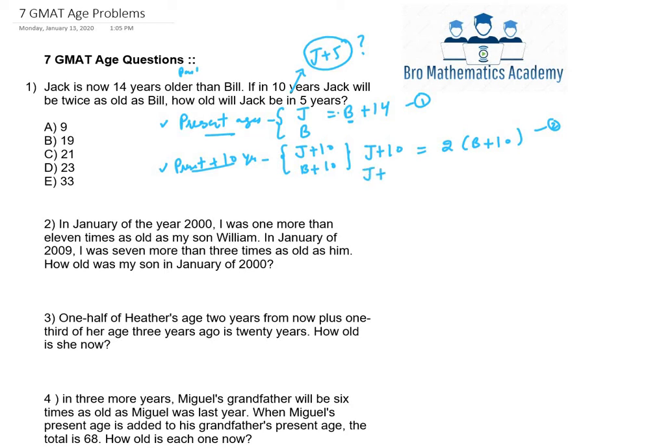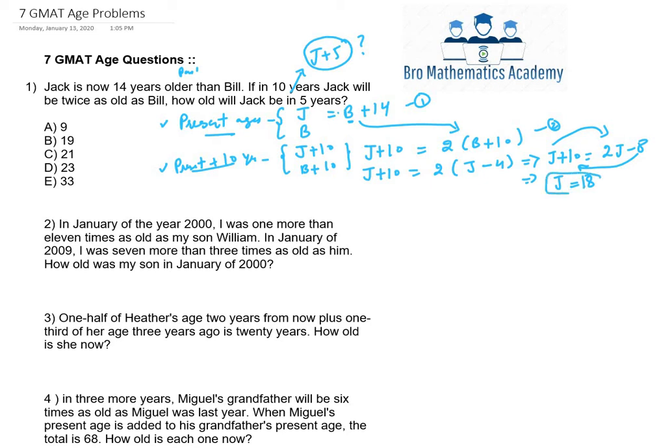So we get J plus 10 equal to 2 times, in place of B we can put here J minus 14. If we take 14 to the other side, J minus 14 plus 10 will be J minus 4. So on further simplification it will become J plus 10 equal to 2J minus 8. So if we take this J to other side and this 8 to this side, what it will be? It will be 2J minus J, which is J equal to 10 plus 8, 18.